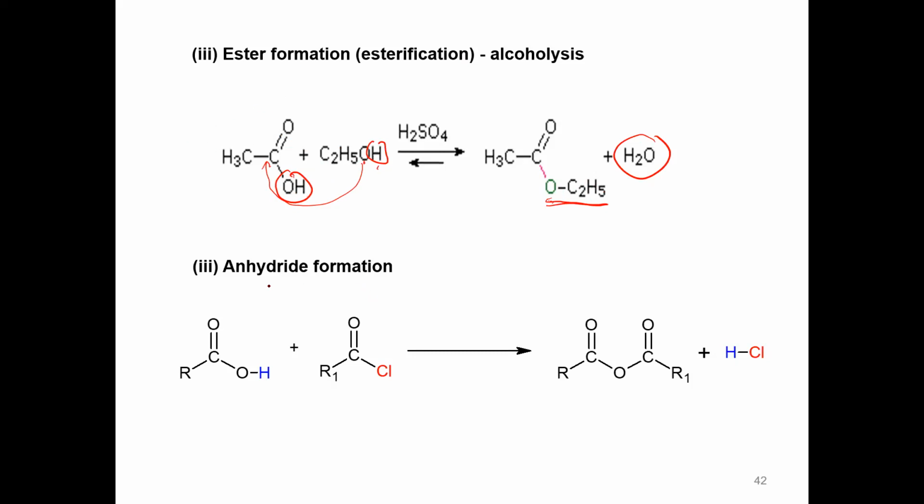And then anhydride formation. Anhydride formation is no longer in your syllabus. But anhydride formation is a reaction between carboxylic acid with acyl chloride. Okay, so it produces anhydride. So this we call anhydride. It's no longer in the syllabus. To produce anhydride, its functional group is like this: C double bond O, O, C double bond O. This is the functional group for anhydride.